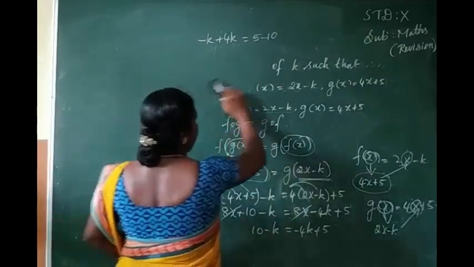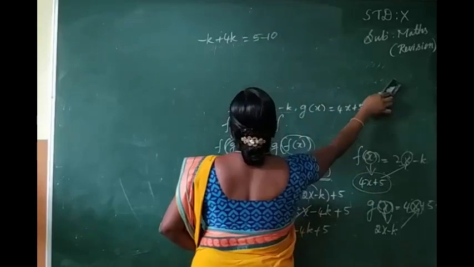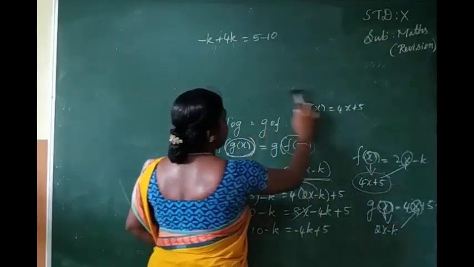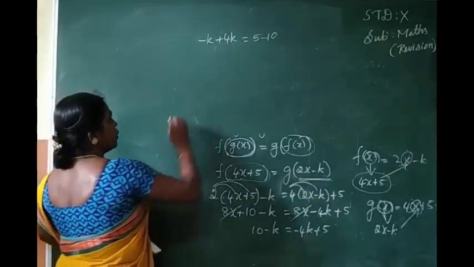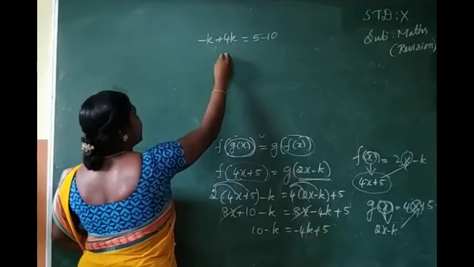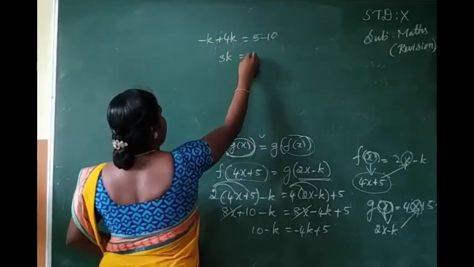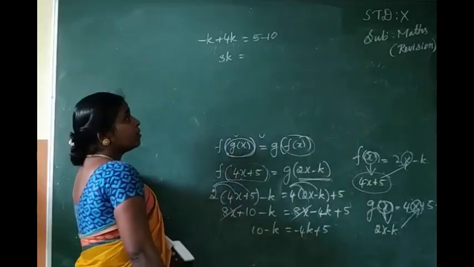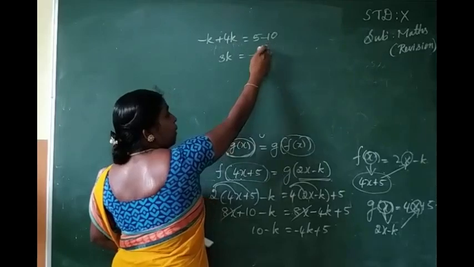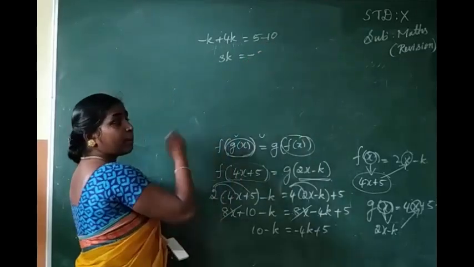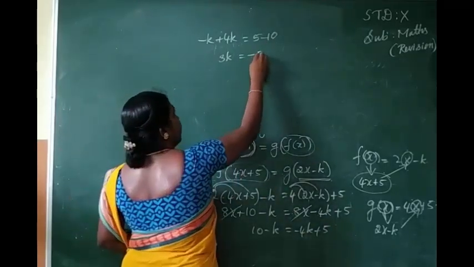One number is minus, so subtraction. Before subtracting, you see the symbol of the greater number. The greater number is positive. So 4k minus k is 3k. 3k equal to 5 minus 10. 5 minus 10, the greater number is minus. First put minus, then you subtract. 10 minus 5, 5. Okay.